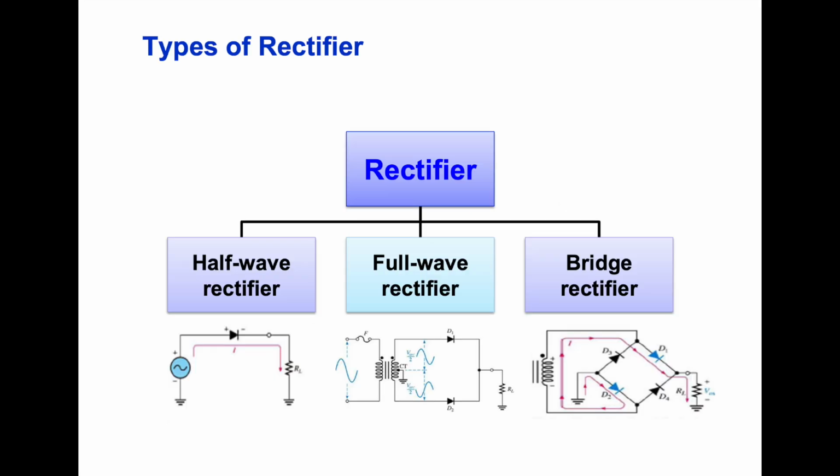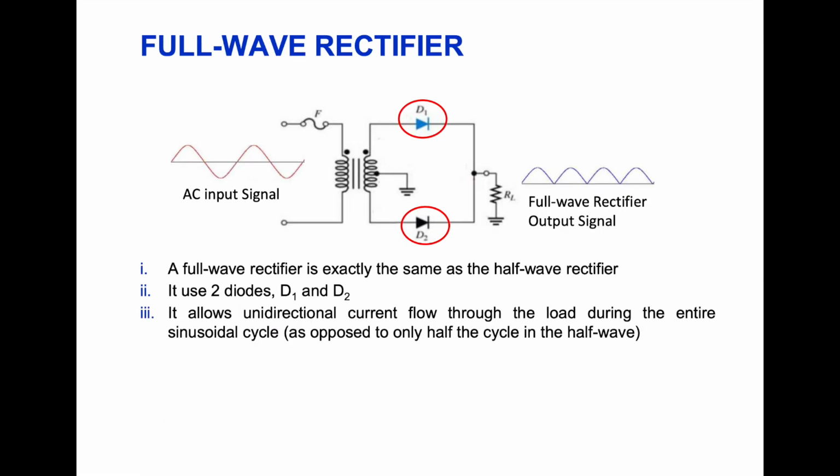So the second type of rectifier is the full wave rectifier. For the full wave rectifier, we know that we have the AC input signal, and that will pass through a transformer, and then it will pass through the rectifier. So there are 2 diodes here, meaning that this is a full wave rectifier. And then the output from the full wave rectifier, we will see all the signal is going up, there's no signal at the bottom part.